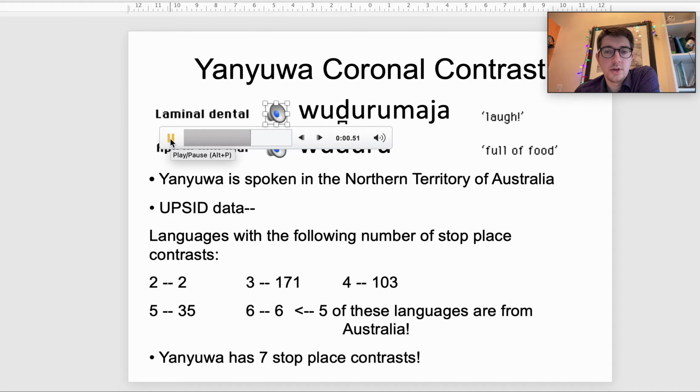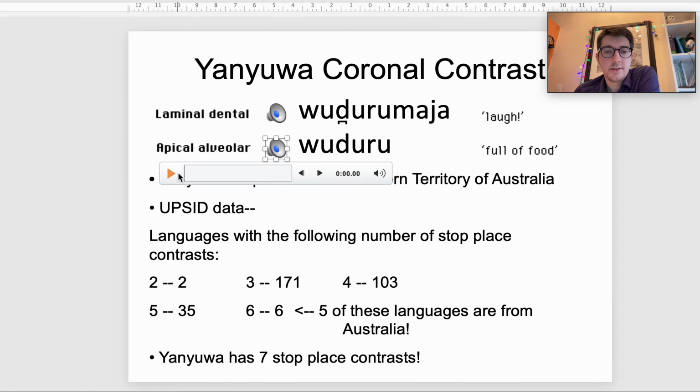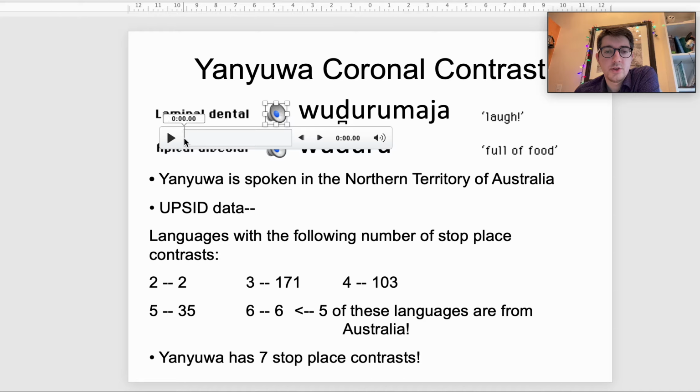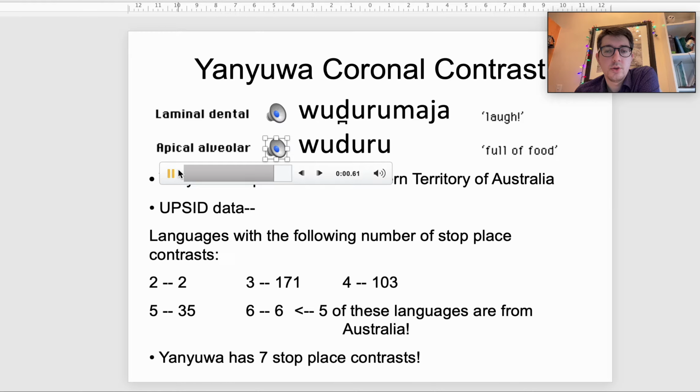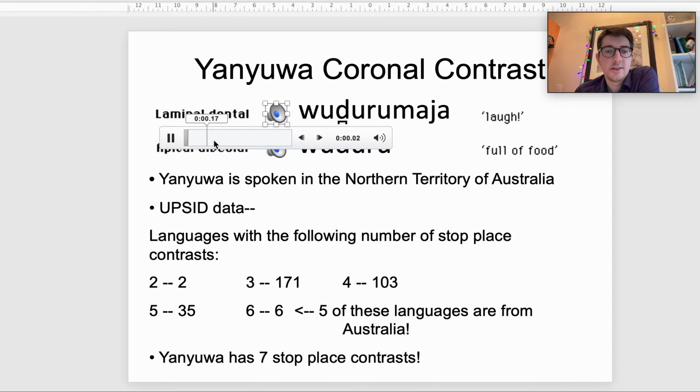Uturumaya, Uturumaya, Uturu, So the first one is Wudurumaya, Uturumaya, Wudurumaya, Uturu, Wuduru, Wuduru, yeah. Uturumaya, Uturu, Turu, Turu, Turu, Uturumaya, Turumaya, Turumaya, Turumaya. So you can hear the difference between the two, and they have this contrast.